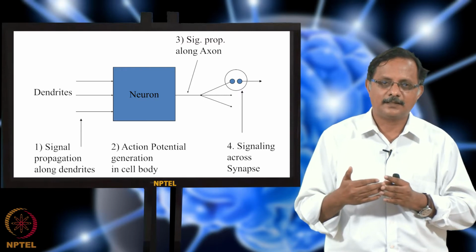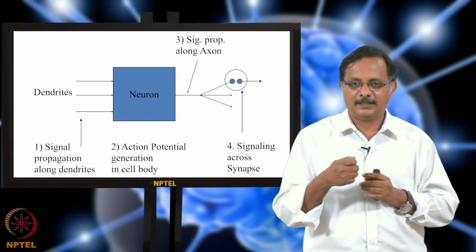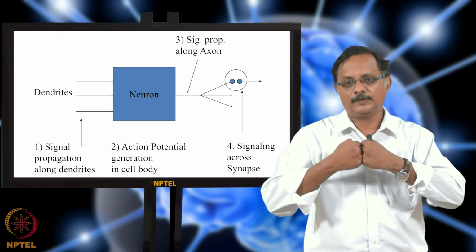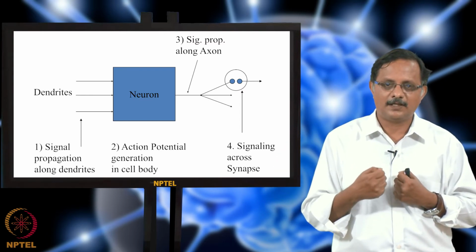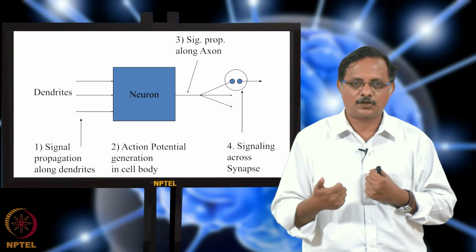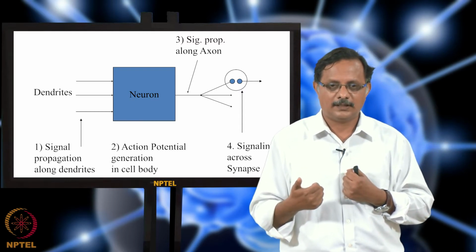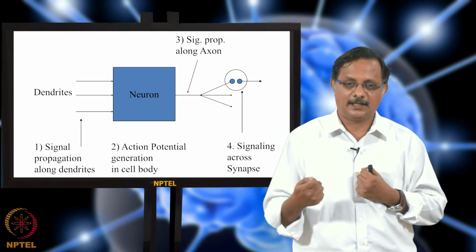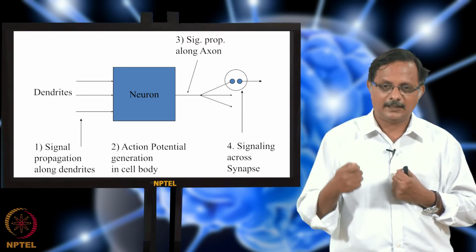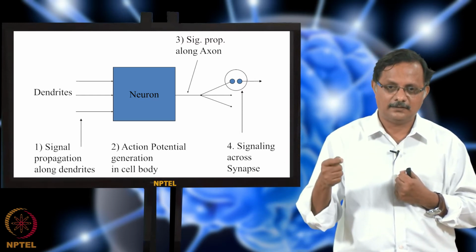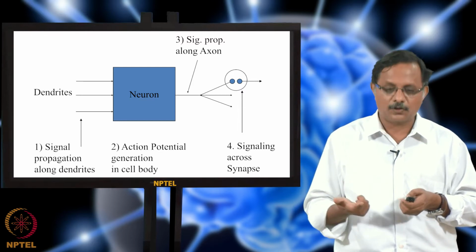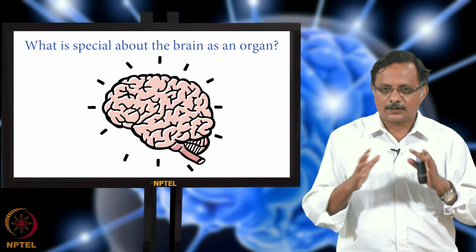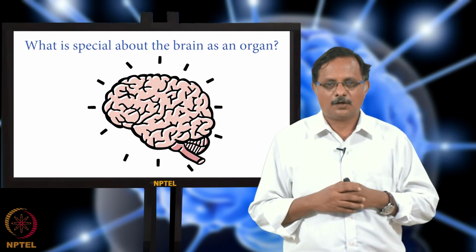Then these signals, generated at the end of the soma or at the meeting point of the soma and the axon, which is called the axon hillock, travel down the axon, and that is the third component, signal propagation along the axon. And finally, when the signal gets to the synapse, to the presynaptic terminal, it is converted into a chemical signal, which crosses the synapse. So, this signaling across the synapse is the fourth component. Okay, so that is broadly the signaling components in a neuron.